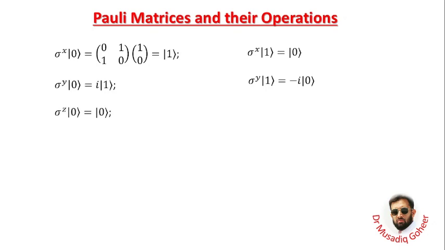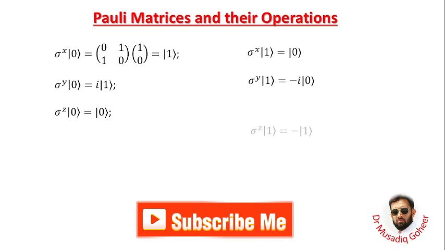And now let's move towards the third one. The third one is the sigma z Pauli matrix. When you apply it on 0, it will give you 0. It remains the same, but when you apply it on 1, it will give you minus 1. So it is known as the phase flip Pauli matrix. So these are the basic operations of Pauli matrices on the two-dimensional qubit lying in the two-dimensional Hilbert space. So in this way we can perform different operations of Pauli matrices.